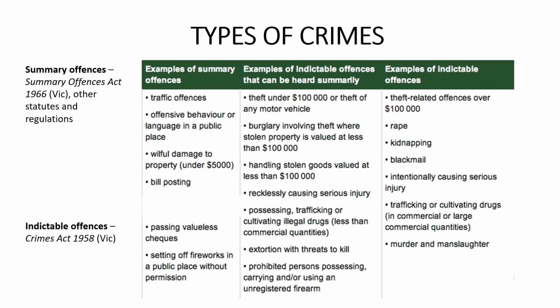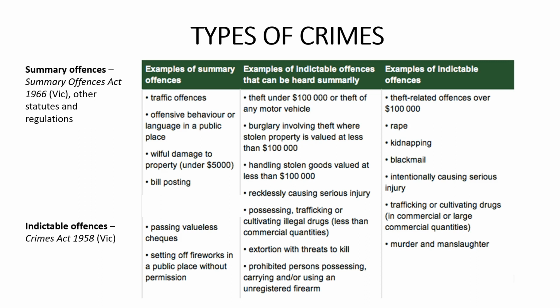This slide sets out examples of the three different kinds of criminal offences, that is, summary offences, indictable offences heard and determined summarily, and indictable offences. I suggest that you pick two examples from each category of criminal offence and learn these.